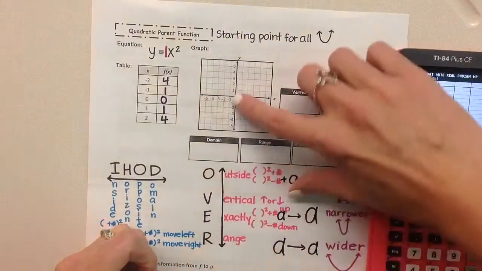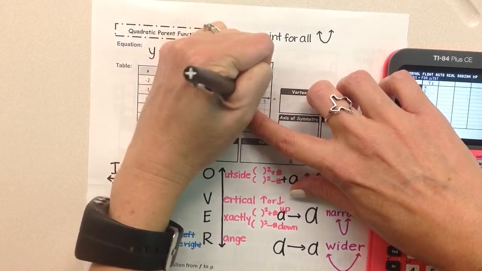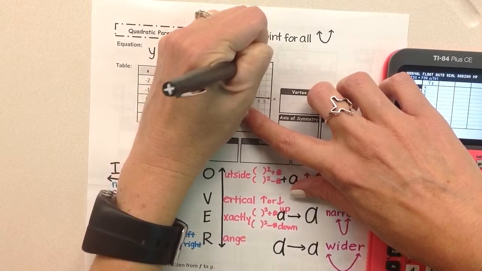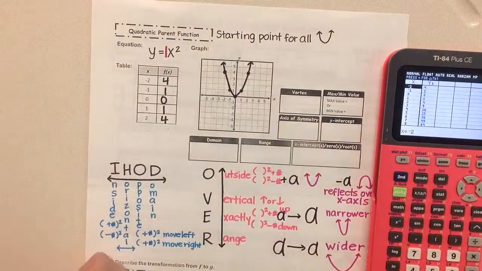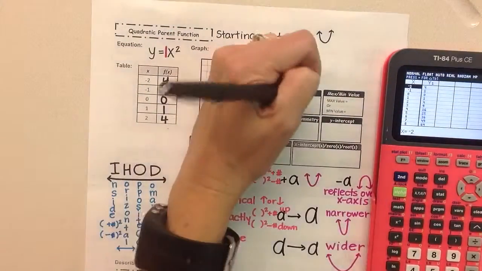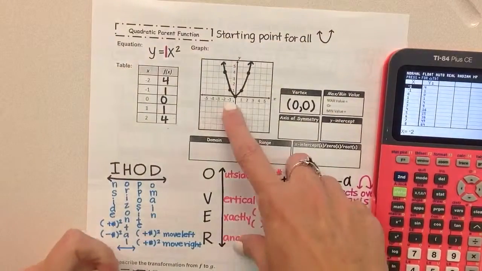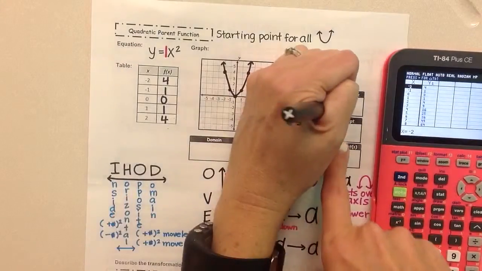And I'm going to go ahead and plot these ordered pairs on the coordinate plane very quickly. And I'm going to sketch this quadratic parent function. And now we're going to talk about some of its attributes. So you can see its vertex is at the origin, 0, 0. And that, because it opens up, it is going to be a minimum value.